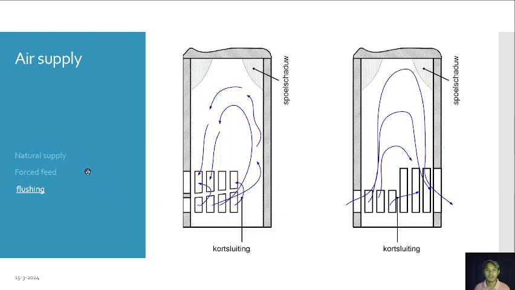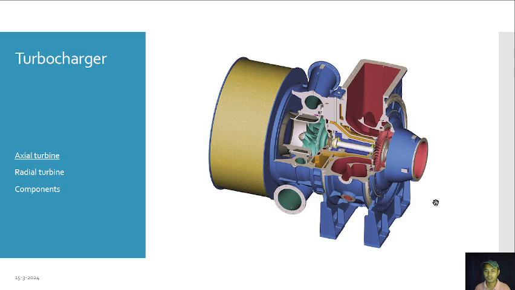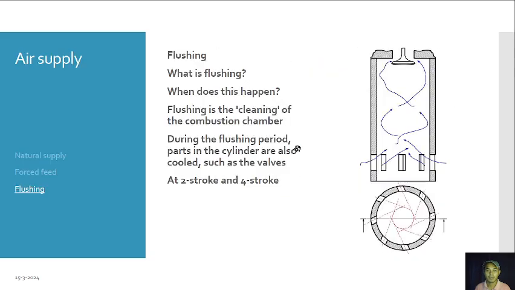Okay, so there are different types of flushing. We have this one, which is the uniflow. This is the counterflow. I'm not sure with this one. So this is the cross flow. This is the counterflow, if I'm not mistaken. Counterflow. We have the cross flow, and the best one is this one.